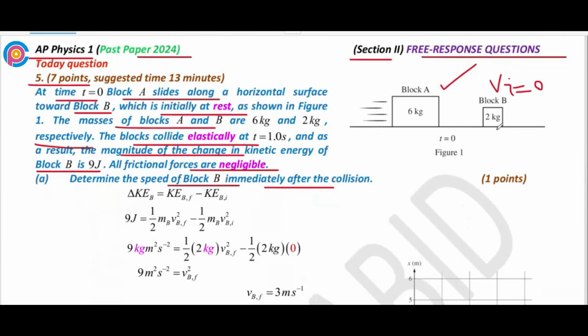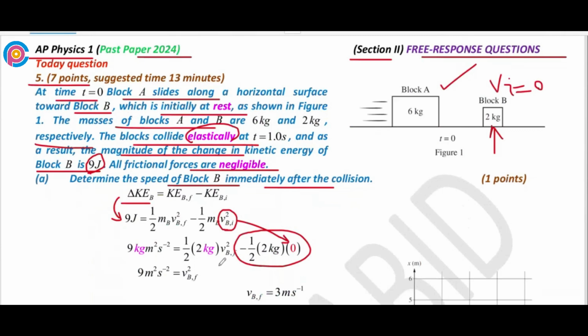Now, as we know, the initial velocity is 0, so there is no initial kinetic energy. After the impact, because it is an elastic collision, the change in kinetic energy is final minus initial. We have 9 joules as the final energy of block B, so we replace the kinetic energy with 9 joules. The initial velocity is 0, so we place 0 here, and this whole term disappears.